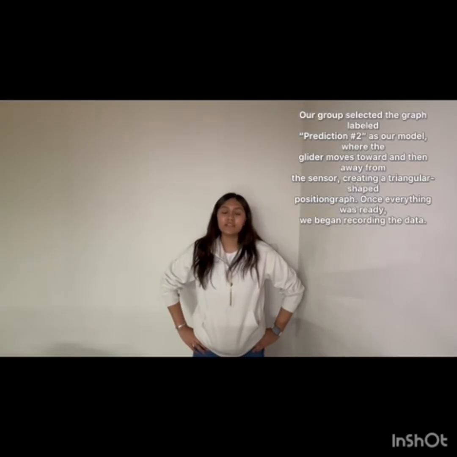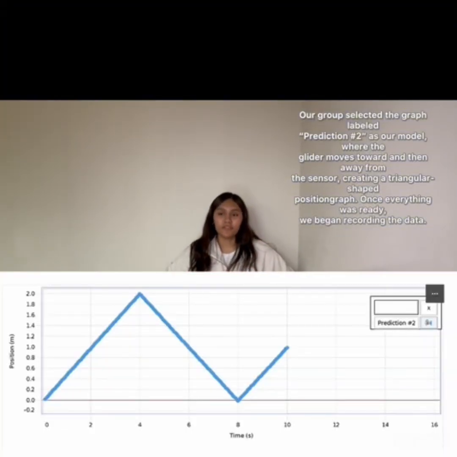Our group selected the graph as our model, where the glider moves toward and then away from the sensor, creating a triangular shape.